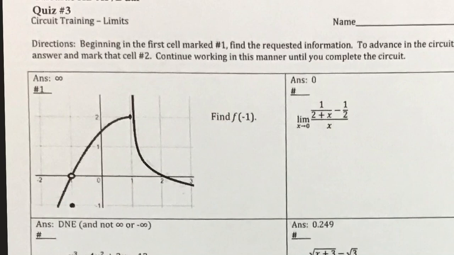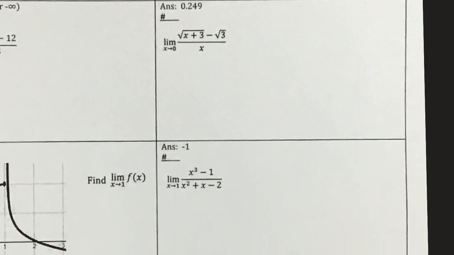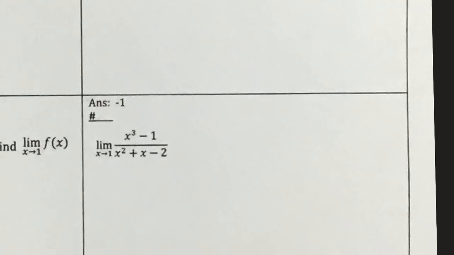Okay, so here's your circuit. We start here in number 1, which is asking us to find f at -1. So we're looking for the y value when x is -1, and that comes from the point on our graph right here, right? The y value is always our closed dot rather than our open dot. So the answer is -1. We look on the rest of our answers, and here we go. We found -1, so this one is going to be number 2.